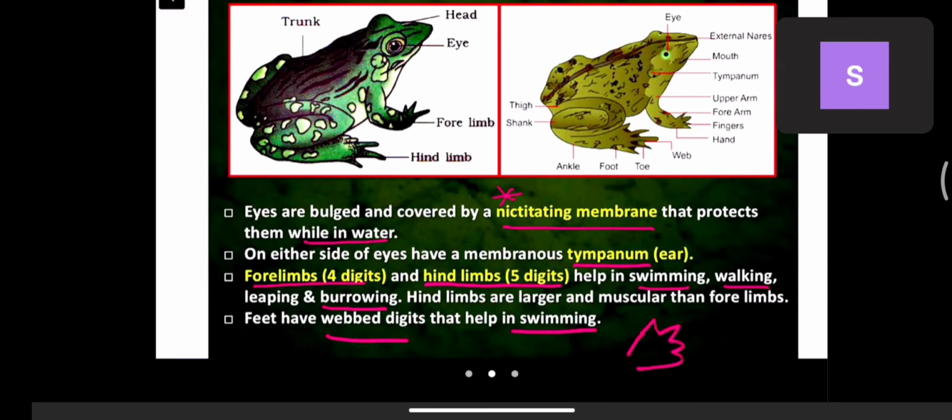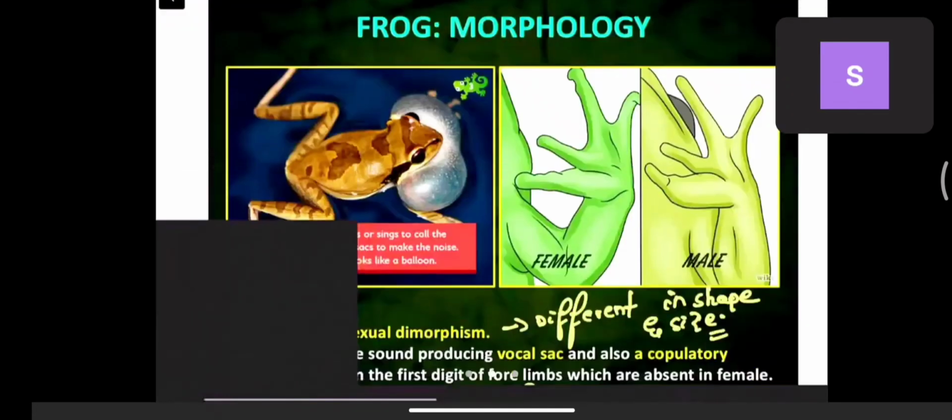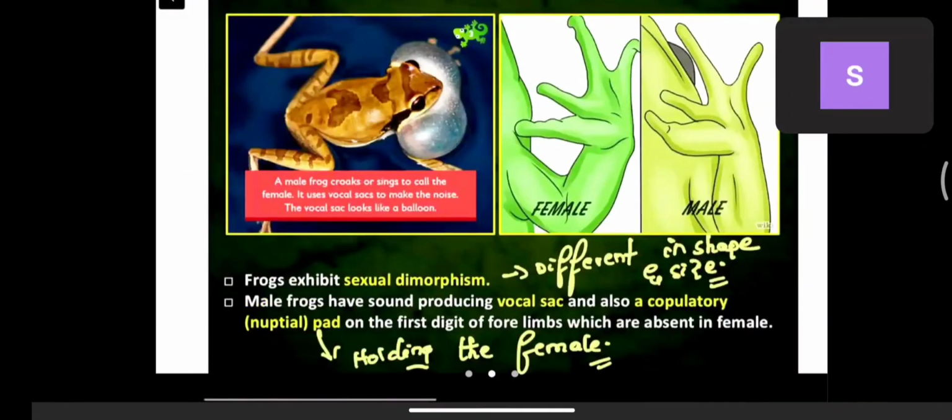Web type of structure will be present which helps them in swimming. Clear? Then frogs exhibit sexual dimorphism. This is another important bit. So what is meant by sexual dimorphism?